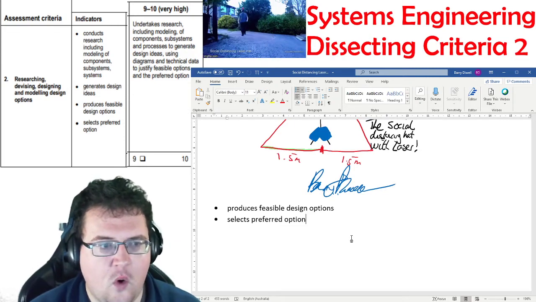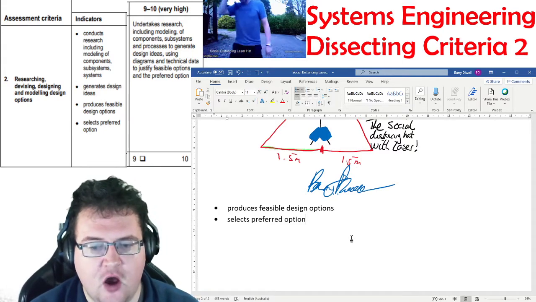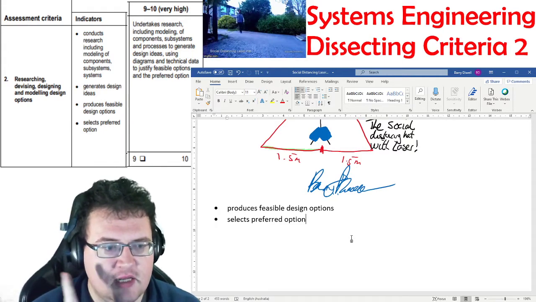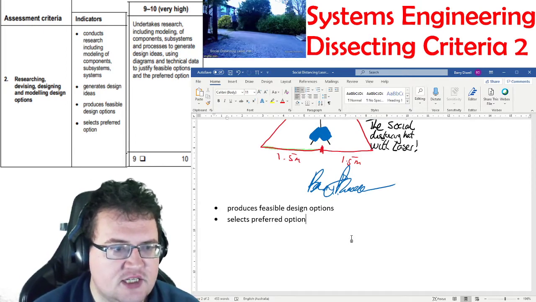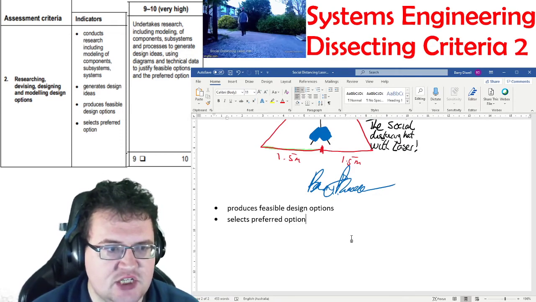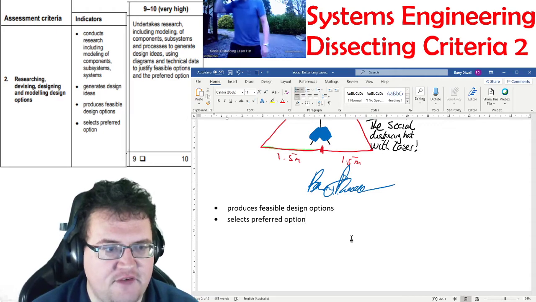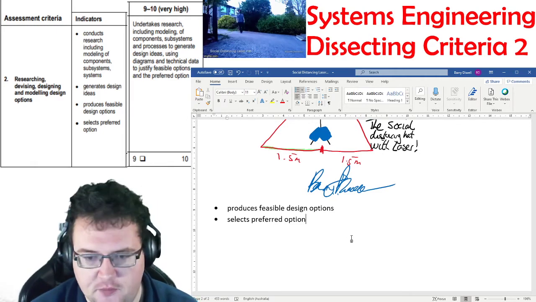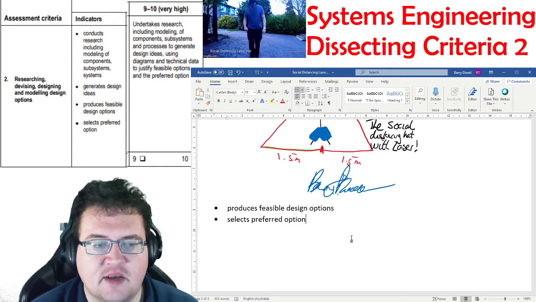So, with all of this in mind, the criteria for high scoring ones that we're looking for is up there. Undertakes research including modeling of components, subsystems, and processes to generate design ideas using diagrams and technical data to justify feasible options and the preferred option. So you have to be able to justify why something is possible.